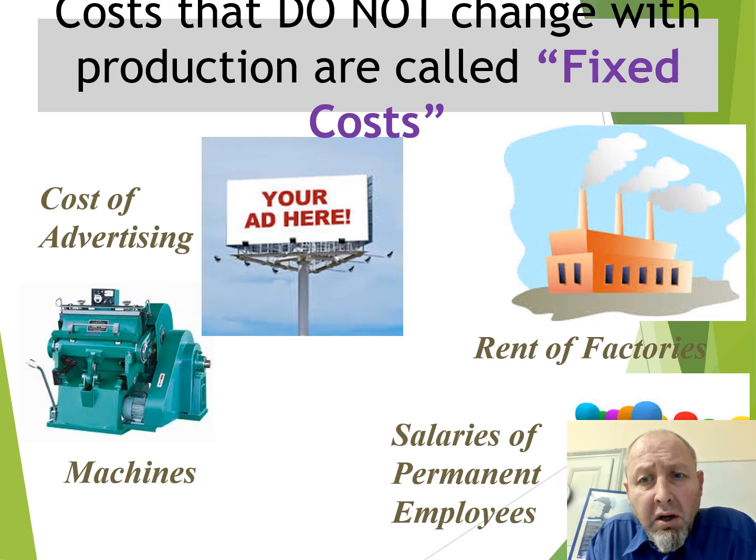So again, costs that do not change with production are called fixed costs. Let's imagine a little factory making bread. If they produce no bread, they must pay the rent. But if they make 100 loaves of bread, the rent doesn't go up. It remains the same. It remains fixed. So if the cost is not changing with production, it is a fixed cost.